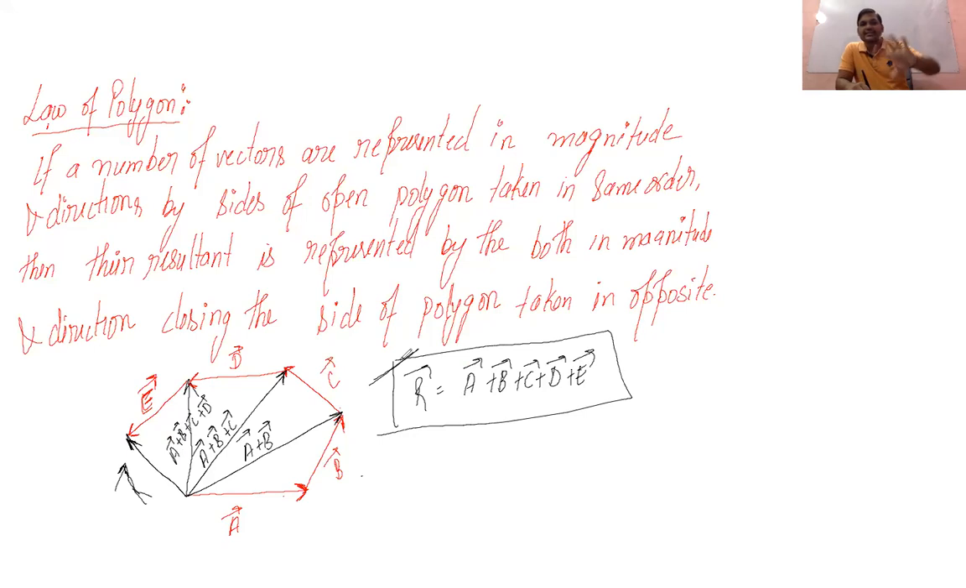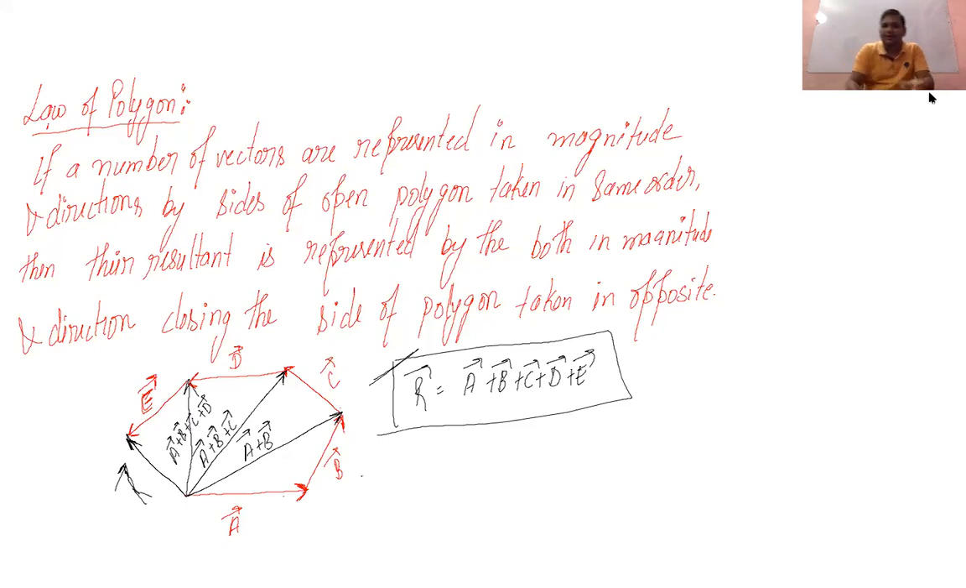So this is basically the law of polygon, you can say. In the law of polygon, you are using the triangle law of addition for two vectors, and if there are more than two vectors, it forms a polygon. That's why it is known as the law of polygon. You can say this is basically the extension of the triangle law of addition of vectors.